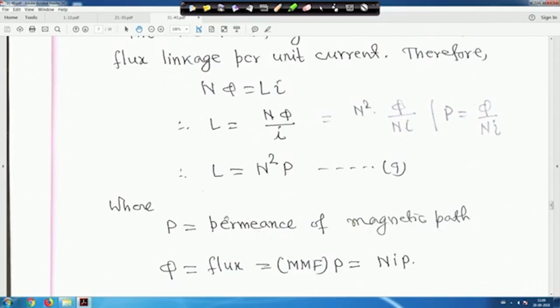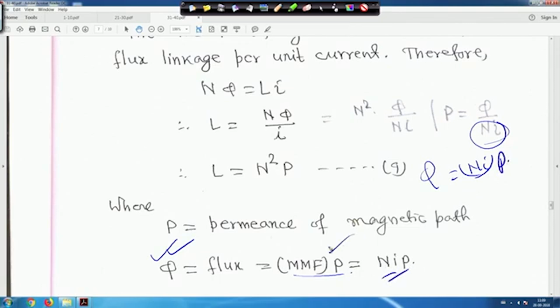And the flux phi is equal to mmf into P, from this equation. This is your mmf, right? Therefore phi is equal to ni into P, that is mmf into P.